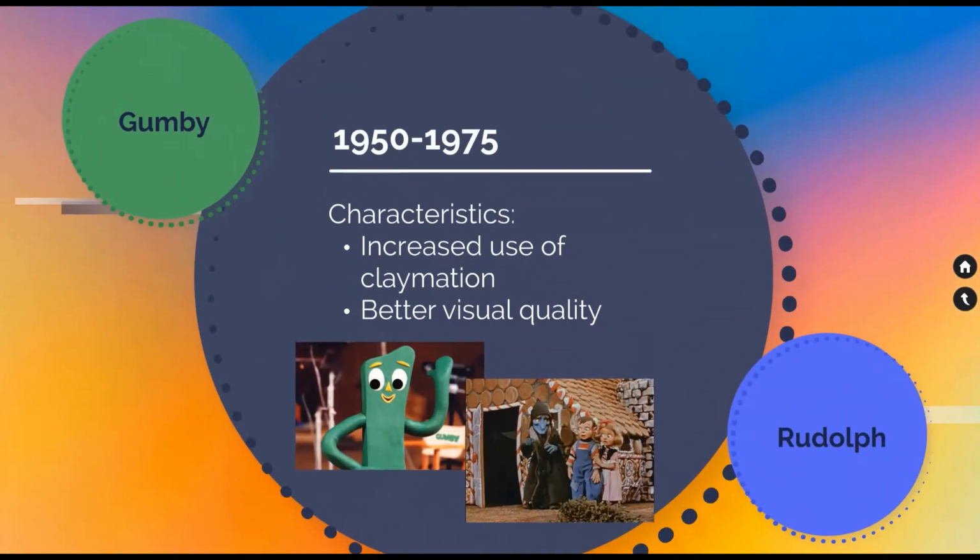Most stop-motion films from this point onward focused on further developing techniques that had already been invented. Some of the things that became more refined during this era were the claymation technique and the image quality of animated films.